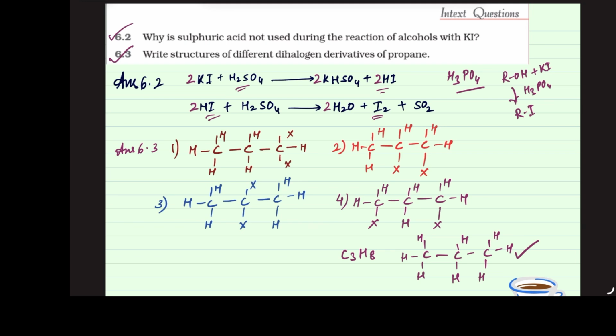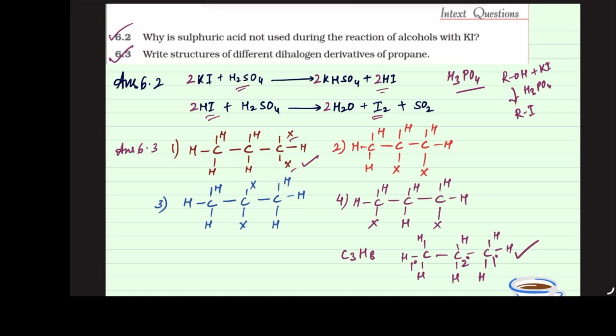Now, what are the different types of hydrogens or carbon present here in propane? This is primary carbon, this is primary carbon, this is secondary carbon. So, one of the dihalogen derivatives is when both the hydrogens of the first carbon of the chain are substituted by halogen atom. This is the first one. Both the hydrogens are substituted by halogen atom. So, this is one of the dihalogen derivatives.